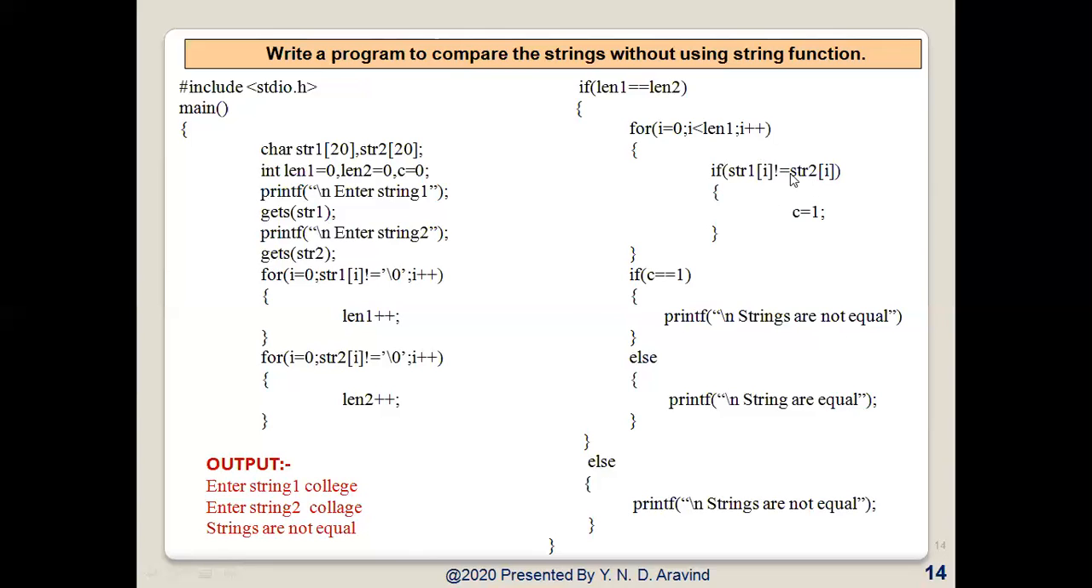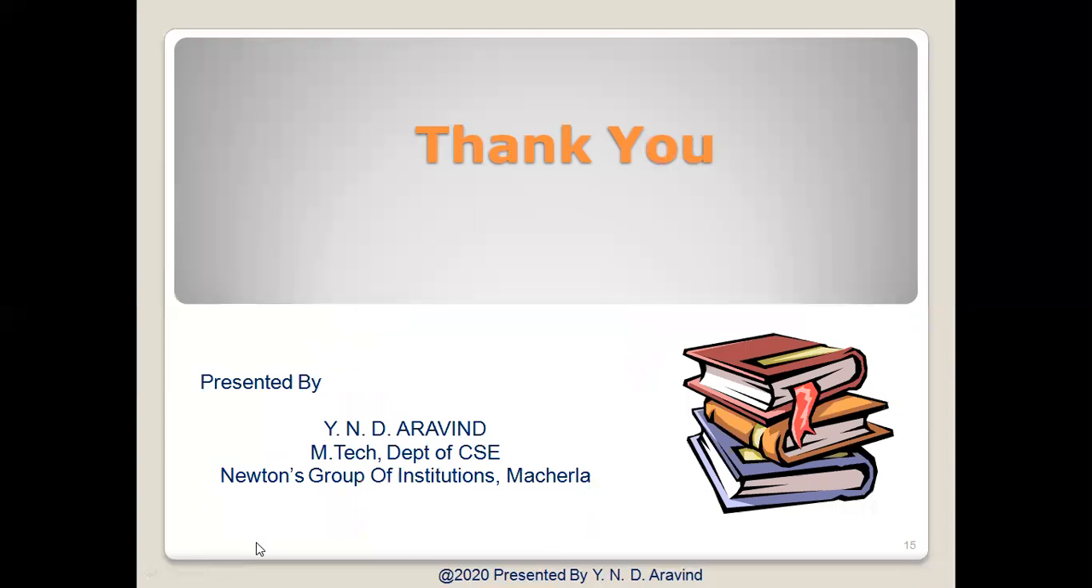For each and every i value, it will compare. My c value initially is 0. For the first 4 letters, the c value will be 0. Only at the 5th element, here it is E and here it is A, so both the strings at that particular position are not equal. The c value will be changed to 1. If my c value is 1, it will print that the strings are not equal. So the result here is strings are not equal. So this is how we can write programs.